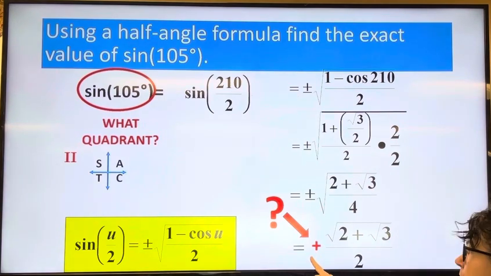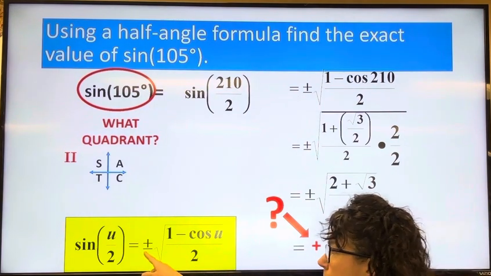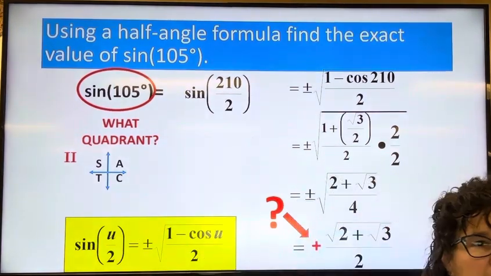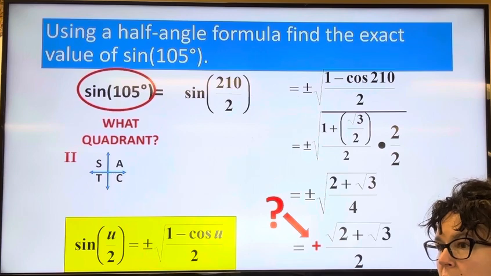But you're going to decide on the sign of your answer at the very end based on what quadrant the angle you're finding the trig function of is located.